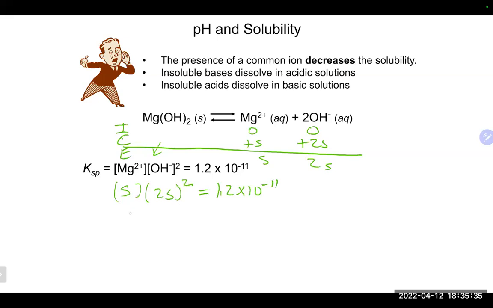Doing a little math in my head there, we'll hope for the best. That is going to give us a 4s cubed, I hope, is 1.2 times 10 to the minus 11. We're going to divide the 4 to the other side and do a little cube root action on that. And that is going to be 1.2 times 10 to the minus 11 divided by 4, and again, take your cube root. You can do the caret, and 1 divided by 3 will work for you if you don't have that button. And that will get you an s value here of, we'll call it, 1.4 times 10 to the minus 4 in this case. Any questions on that so far?